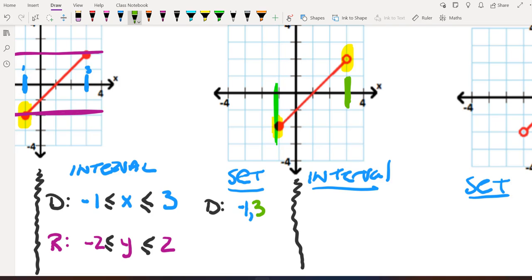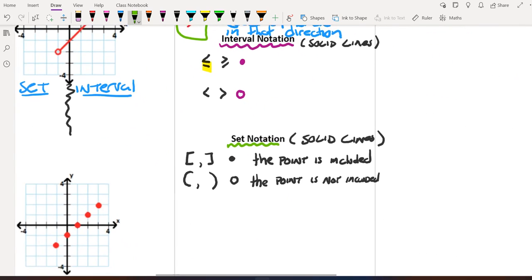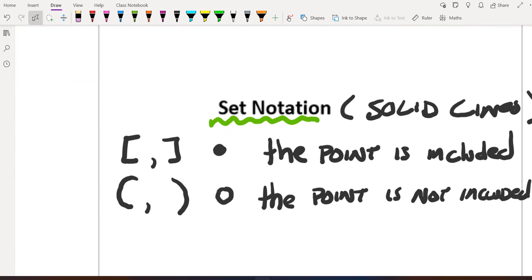Then we use brackets. Right? So we had square brackets and round brackets. And the square brackets we used for the solid dots. It means that point is included. The round brackets we used for the hollow dot. Right? On the left-hand side, we always used one of these open brackets. On the right-hand side, we used a closed bracket.